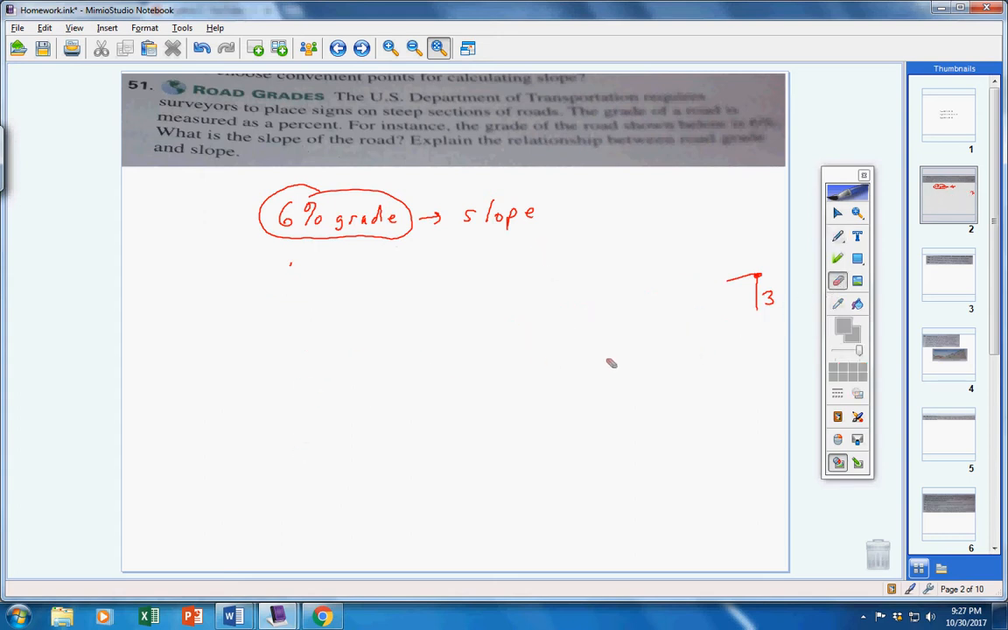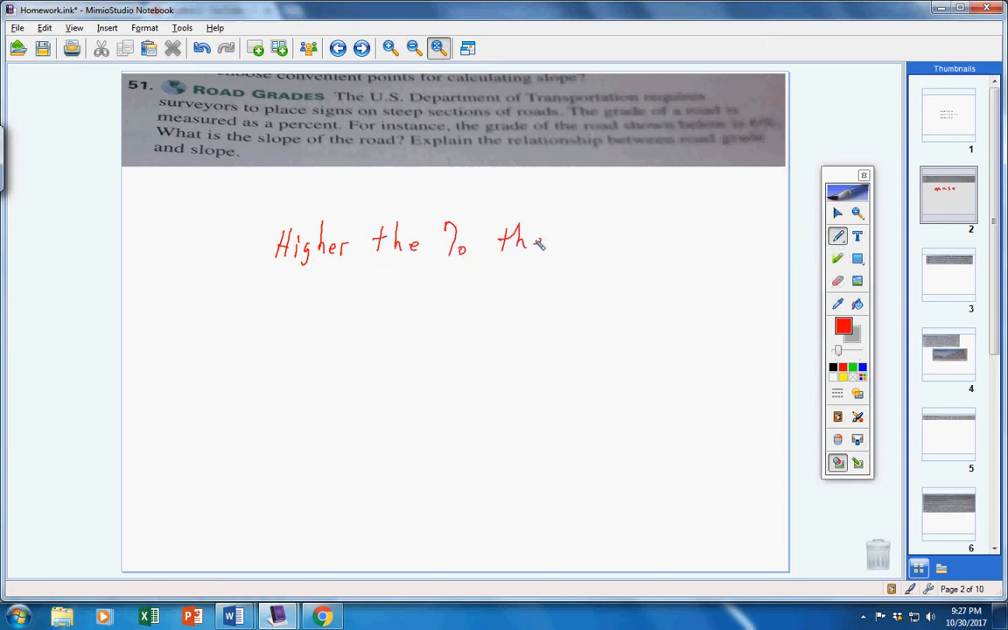Now explain the relationship between the grade and the slope. Sure. The relationship is simply this. The higher the percent, the steeper the slope. And that's it. Makes sense, okay? So the last example I used was a 6% grade right here, 6%. If it was a 10% grade, then that would be steeper than a 6% grade.